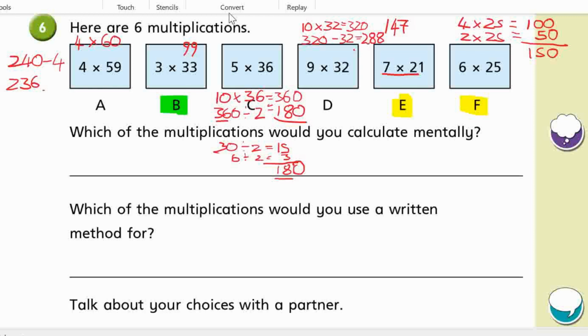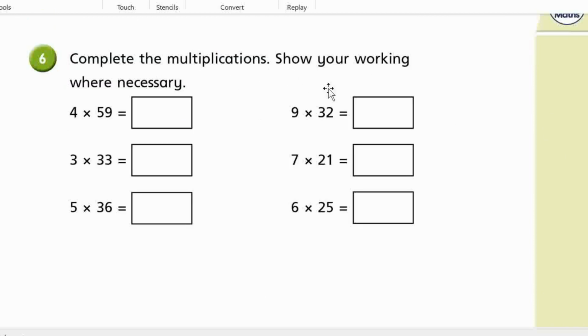I don't know. 6. Complete the multiplications. Show your working where necessary. Okay, let's do 4 times 50. What does that give you? 4 times 5 is 20. Put on the 0 here. Okay. Right. Now 9 times 4, or 4 times 9. 9 times table. 4 times 9. 36. Good. Add them together. You get 236. Sorry, I'm rushing through these.